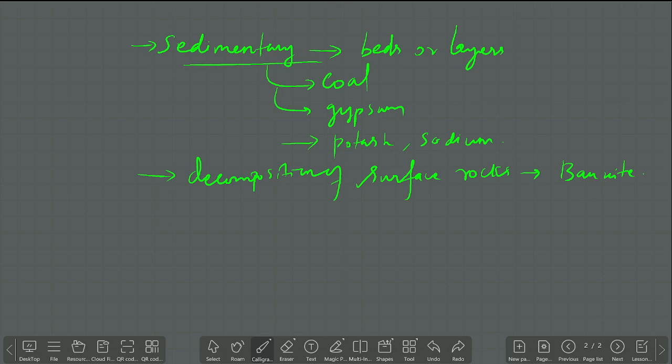Non-metallic, in the sense mica, which will not conduct electricity and heat, mica, salt, potash, those things are also called minerals. Then energy minerals, which give some energy: coal, petroleum and natural gas. Generally, whatever is given in the textbook, you go ahead with that. Nothing extra will be asked. But if they twist it and ask, we should be prepared. Bauxite comes from decomposition of surface rocks. A question could be in any manner.